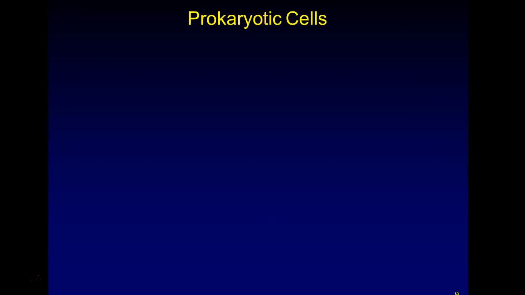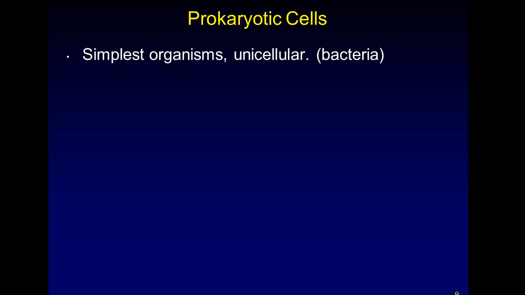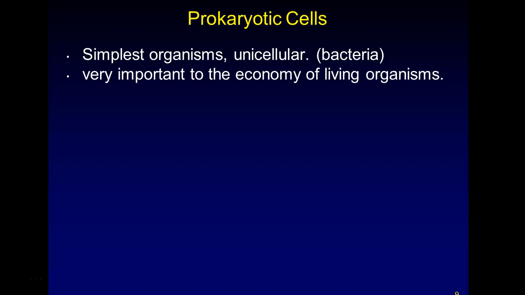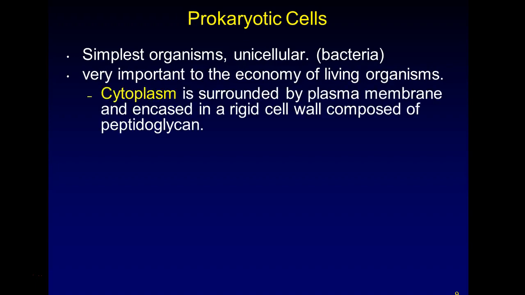All right, prokaryotic cells. So there are two types of cells. We have eukaryotic and prokaryotic. We'll talk about prokaryotic first. They're the simplest organisms, and they are unicellular, one cell. The most common unicellular organism is a bacteria. However, they are not the only unicellular organism. We also have yeast, which is a unicellular fungus. Okay, it's very important to the economy of living organisms.